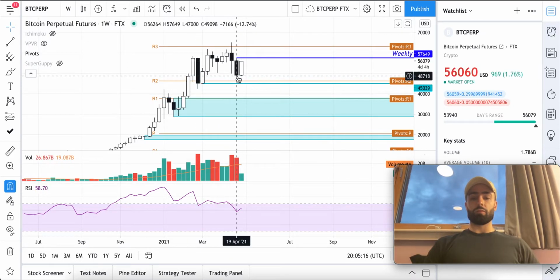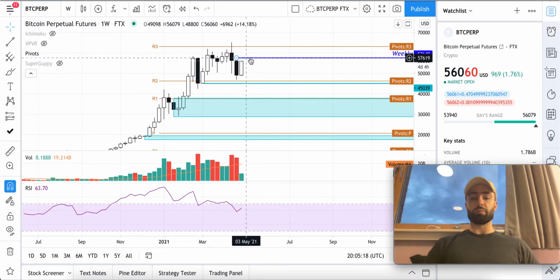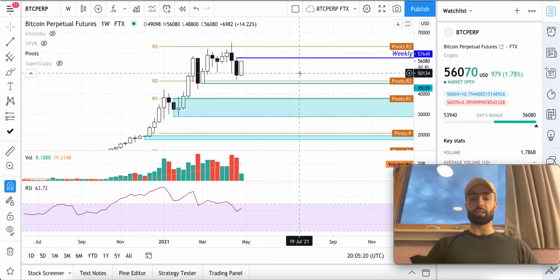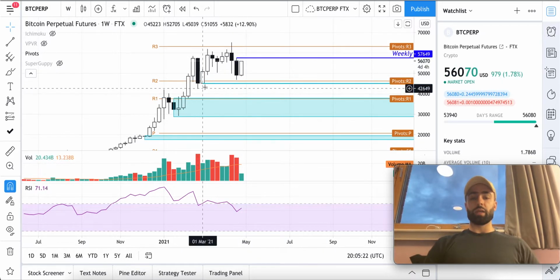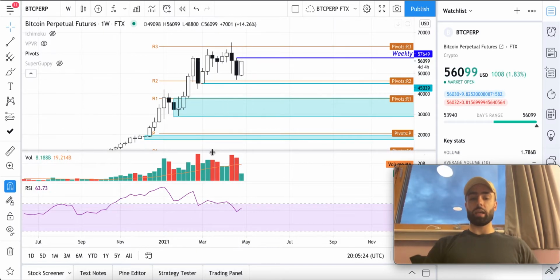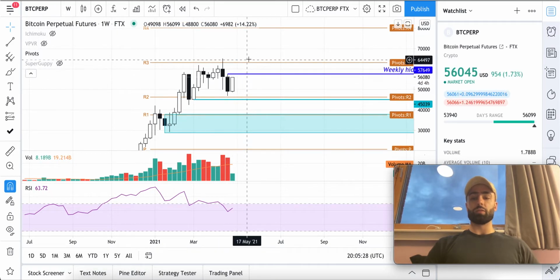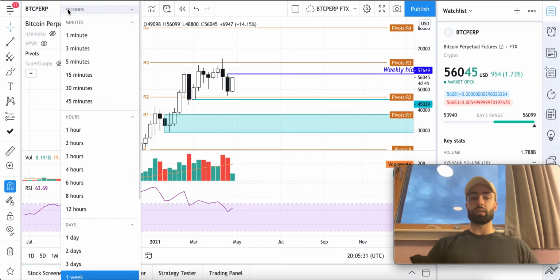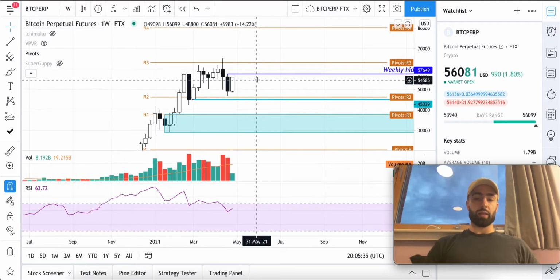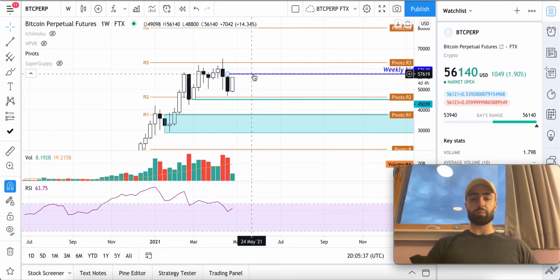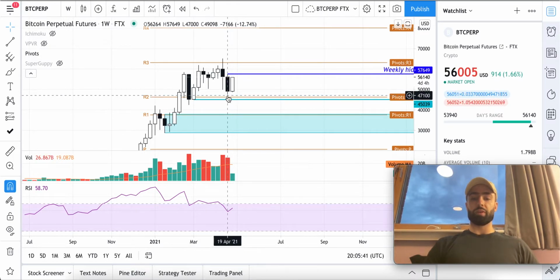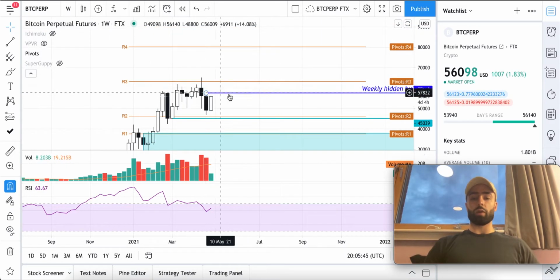And so this is what, if we end up breaking this dark blue line right here, 56,649, this will end up being a valid weekly hidden bullish divergence, and that will potentially propel us to new all-time highs in the coming days and weeks. So the way that you can play that is as soon as this dark blue line gets breached, you open a long position with your stop loss below the previous weekly low right here, and then you're targeting wherever you're targeting.